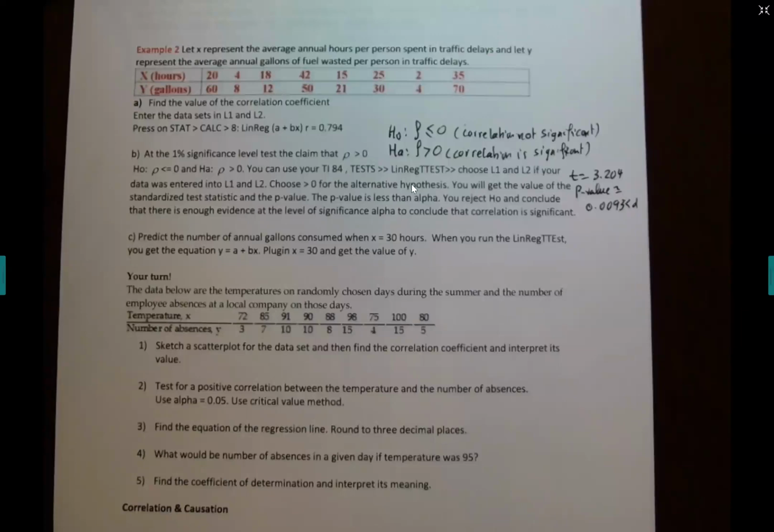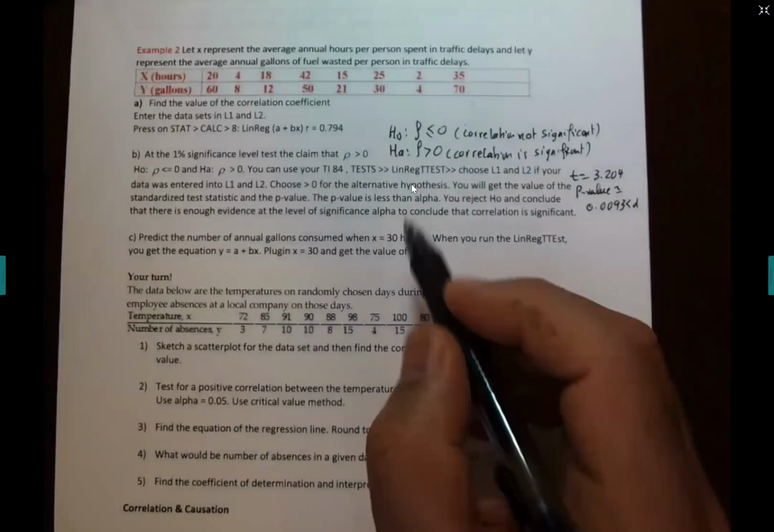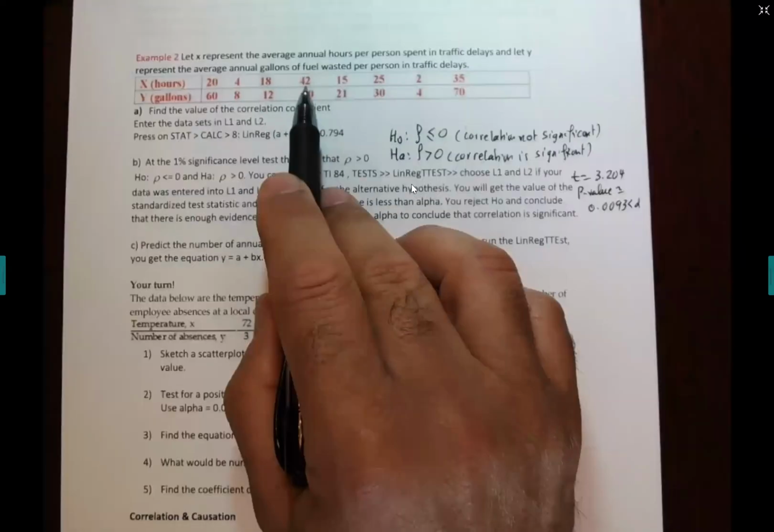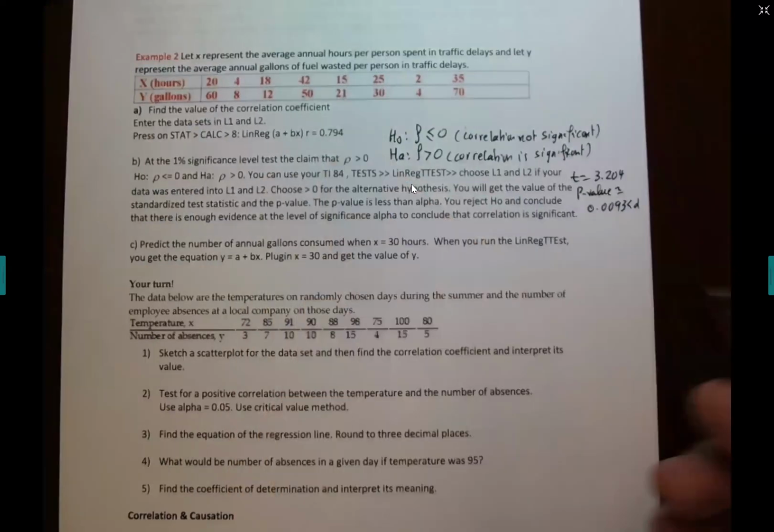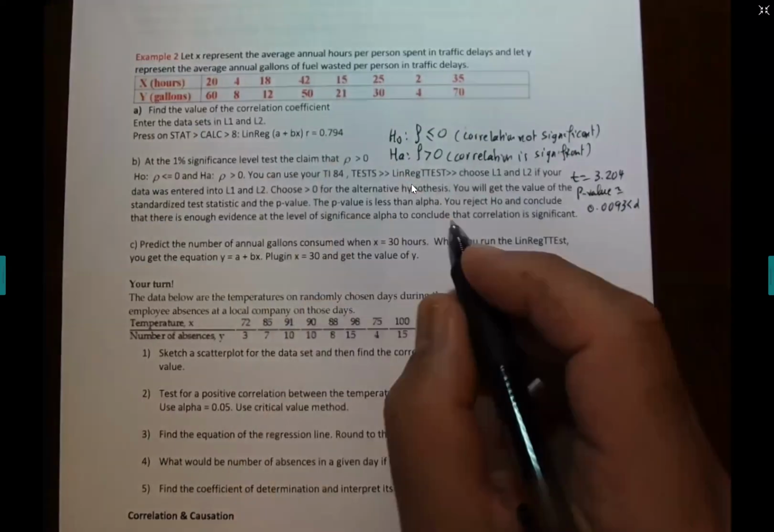It is safe to plug it into the equation because 30, guys, is greater than 35... it is between the smallest value and 42, which is the largest value. So you just plug it in. And here's how you do it.